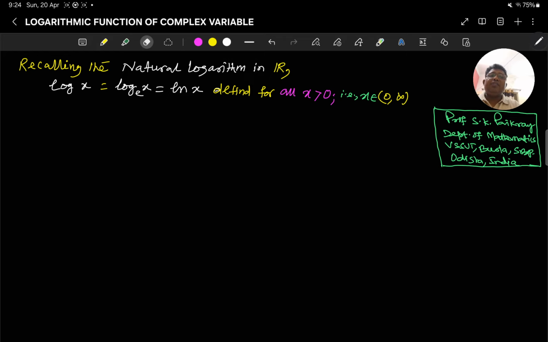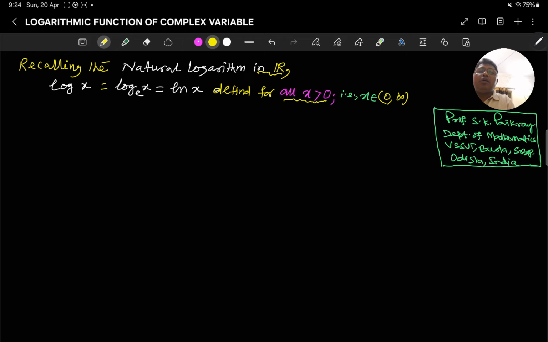Hello everyone. In this lecture I shall discuss the complex logarithmic function. Now if you recall the logarithmic function in the real number system, we have the natural logarithm, log x to base e, or we write it ln x. It is defined for positive x only, in the positive real axis only.